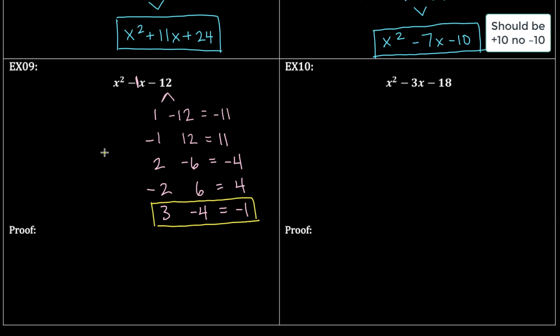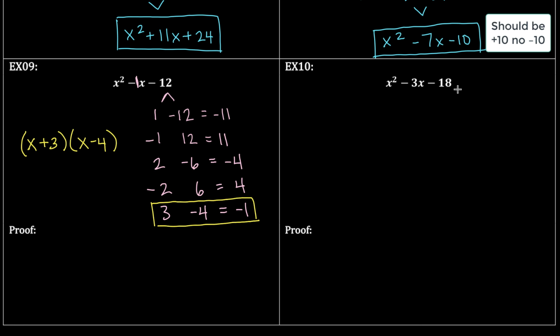And so I can rewrite x squared minus x minus 12 as x plus 3, because it's positive 3, times x minus 4. And then y'all can do the proof. I might just fill it out for the notes. If not, I think you're fine. Let's go on to this next one.